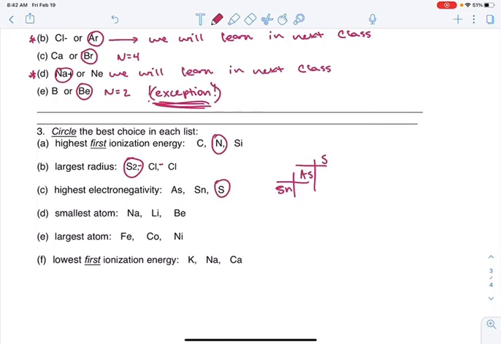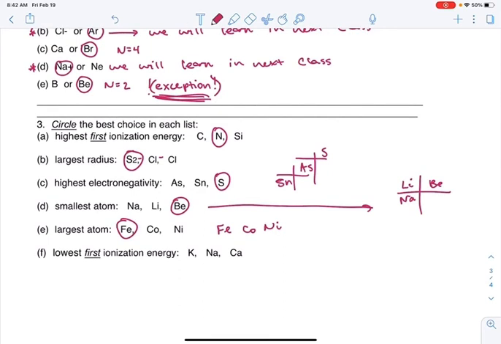The smallest atom, we have sodium, lithium, and beryllium. So this one's another fun one, I think. So we have sodium, lithium, beryllium, right? Smallest is going to be furthest to the right, furthest up. So that's beryllium. Largest atom, we have iron, cobalt, and nickel. They're in a nice row, so they go like this on the periodic table. Iron, cobalt, nickel. So the largest is going to be furthest to the left, which is iron.